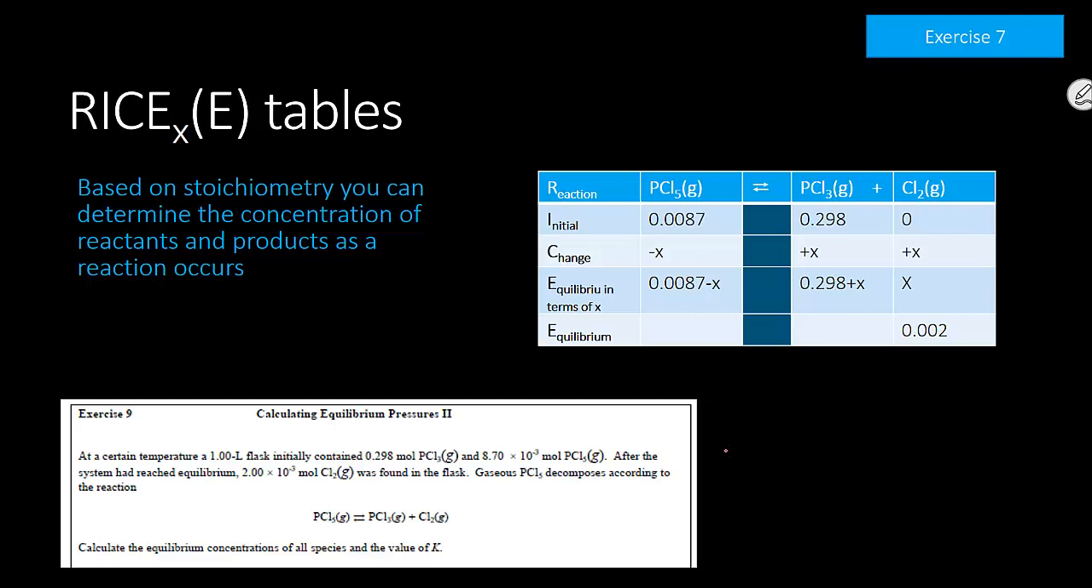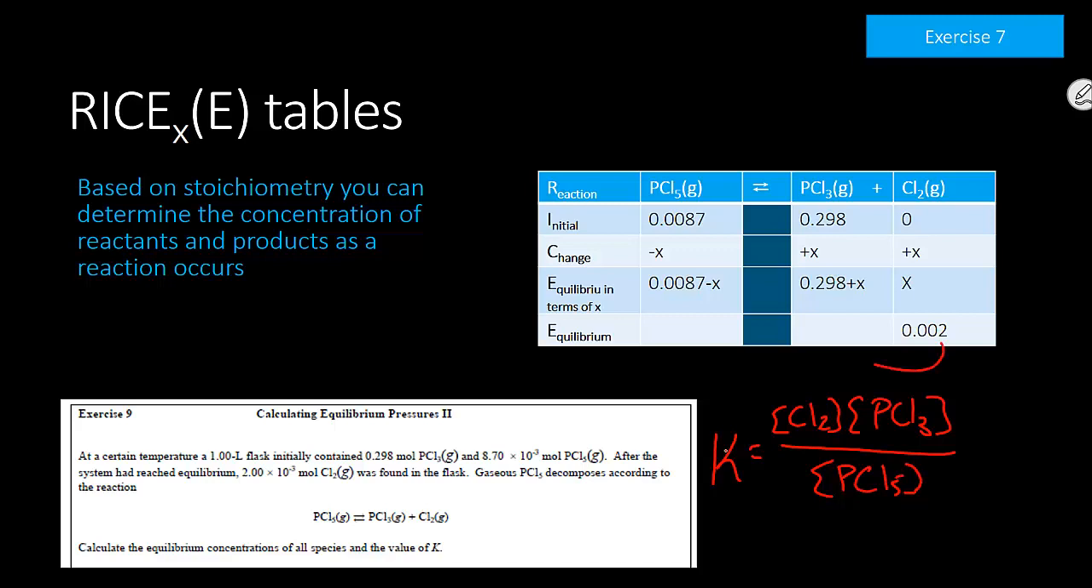After the reaction reaches equilibrium, there's 0.002 moles of chlorine gas found in the flask. Determine the value of K. So the equilibrium expression is going to be the concentration of chlorine gas times the concentration of phosphorus trichloride, over the concentration of phosphorus pentachloride.